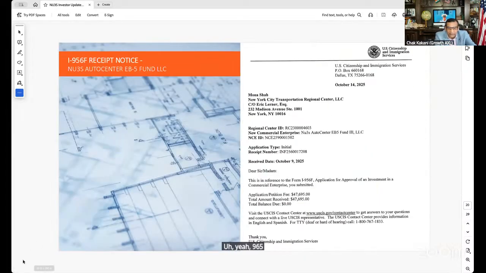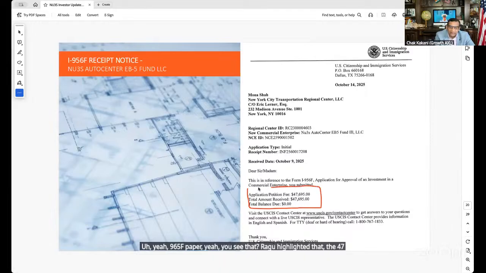965F paper. Yeah, you see that? Raghu highlighted that, the 47,695. Yes, that's one example of the fee we paid to USCIS. Luckily, you don't have to pay $47,000 fees, okay?